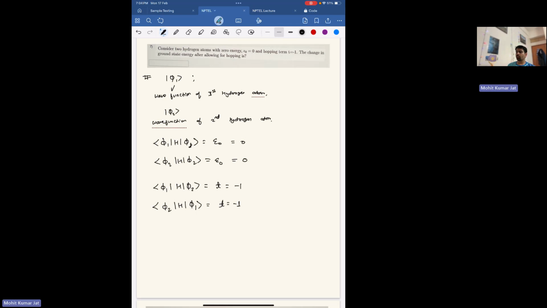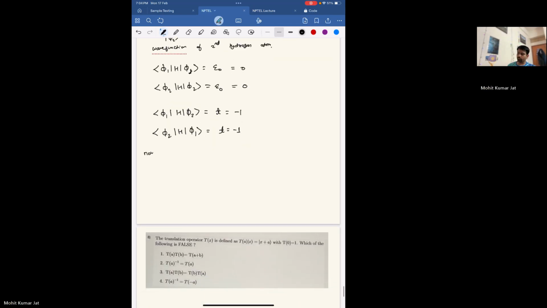So the two hydrogen atoms were there with initially E0 equal to 0 and hopping term -1. The question asks for the change in the ground state energy after allowing for hopping. Initially they don't allow the hopping, so t was 0, and in that case the energy was 0. Now they have allowed the hopping, so t is finite and t equals -1. The question is asking, what is the change in the energy?